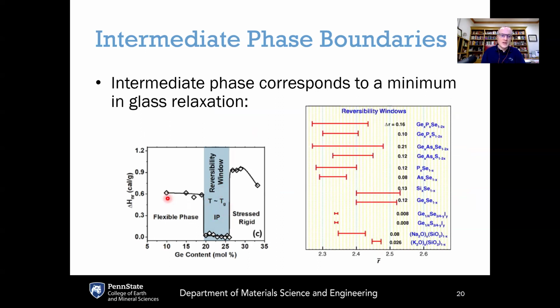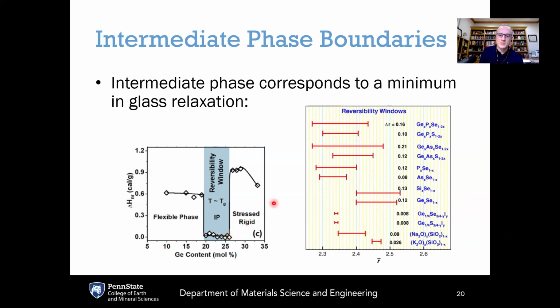Now, Boolchand has mapped this out in terms of the relaxation behavior of the glass, showing that in this intermediate phase window here, there is a minimum in the what's called the non-reversing heat flow, which is a measure of how much the glass is able to age or relax. And he's shown, as a signature of this intermediate phase, that it goes through this fairly well-defined minimum in the non-reversing heat flow in calorimetry experiments.